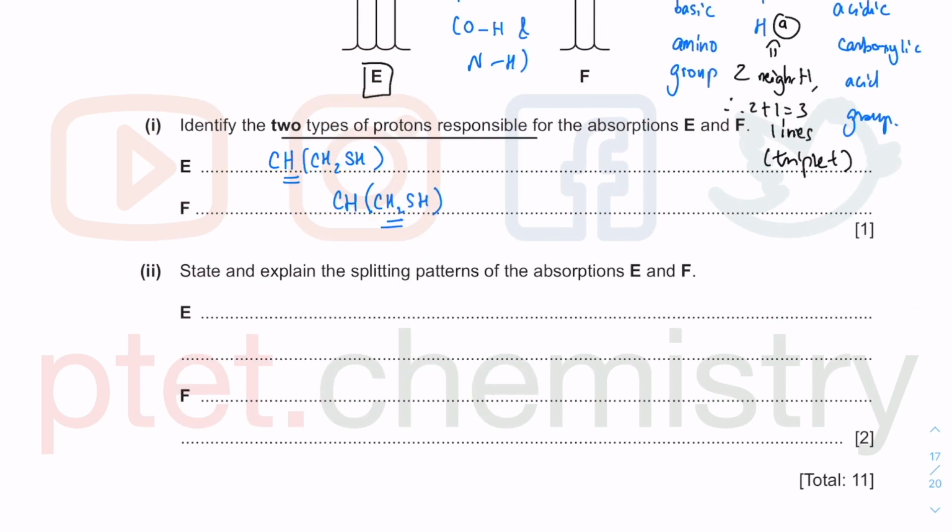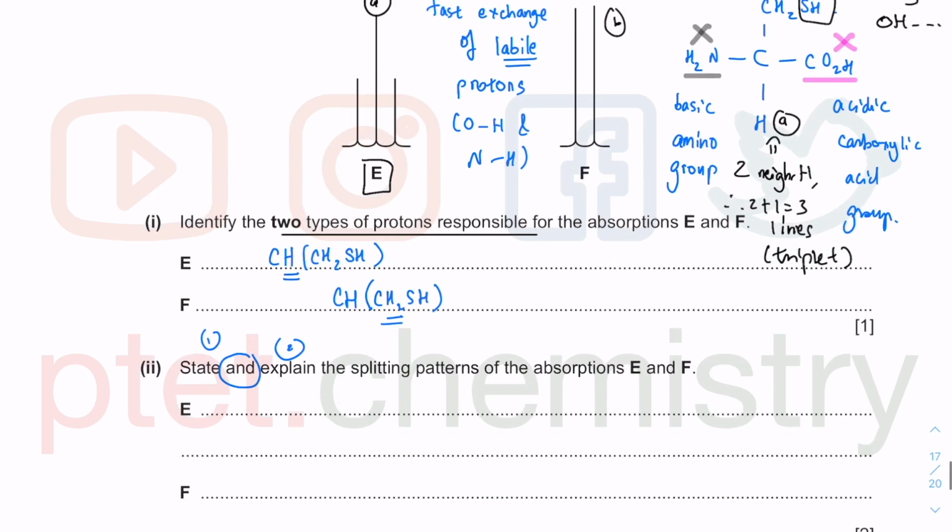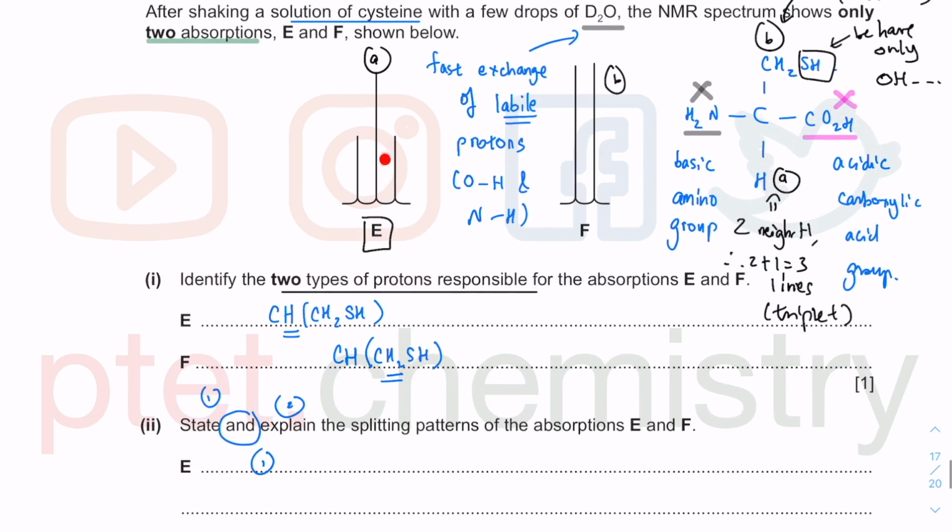State and explain. So here there are 2 bits to it. You see there are 2 lines. Do not just explain, do not just state, but state and also explain. For this signal or absorption at E, we see a triplet. This triplet is a 1:2:1 intensity. And because this CH2SH, the one I underlined, will see it has two neighboring protons. So we talk about two neighboring protons.